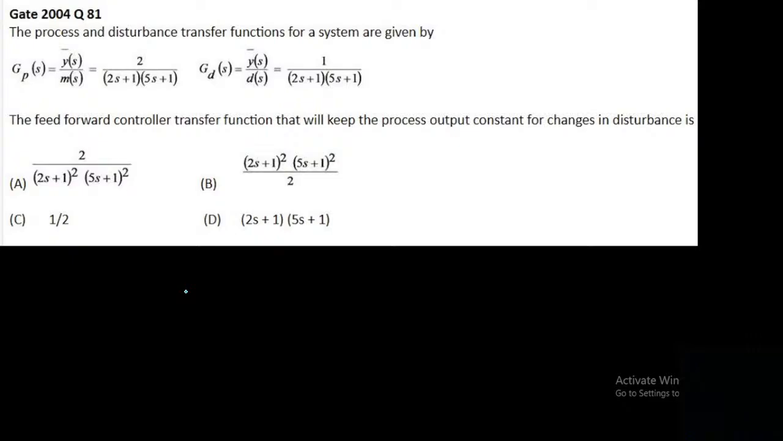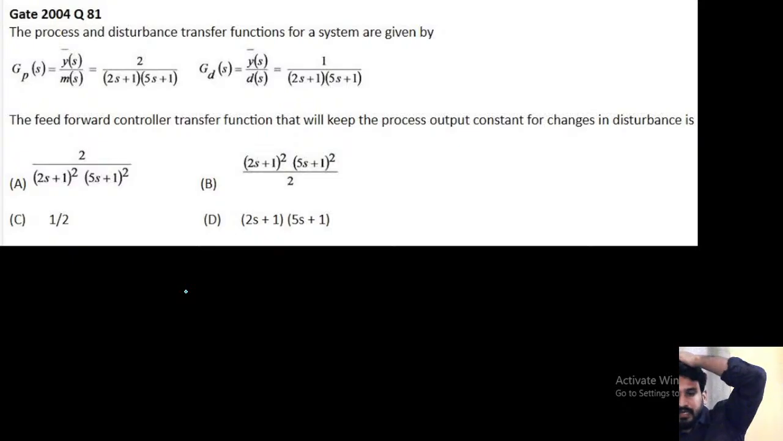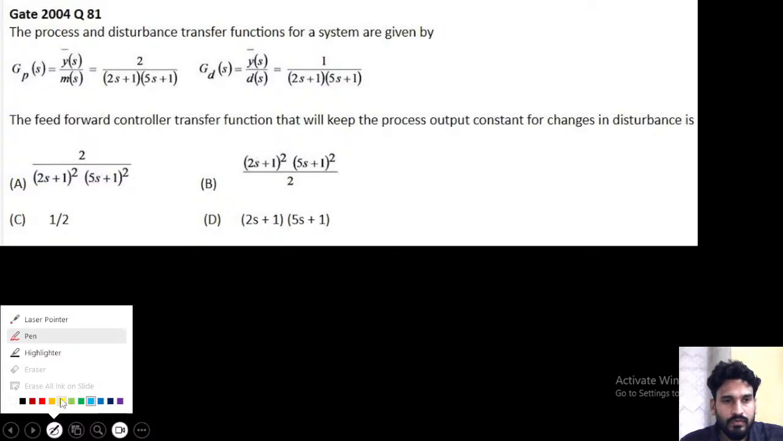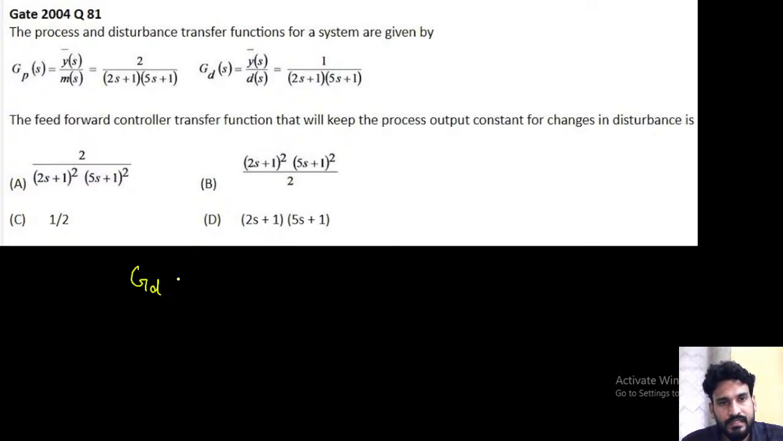Okay, option C. Yeah, C is the correct option. So I have to find out the feed forward controller transfer function. Again, very simple. I know that my GD is equal to minus GC, or see, here there is no plus and minus sign given. So there is no need to put the negative sign.